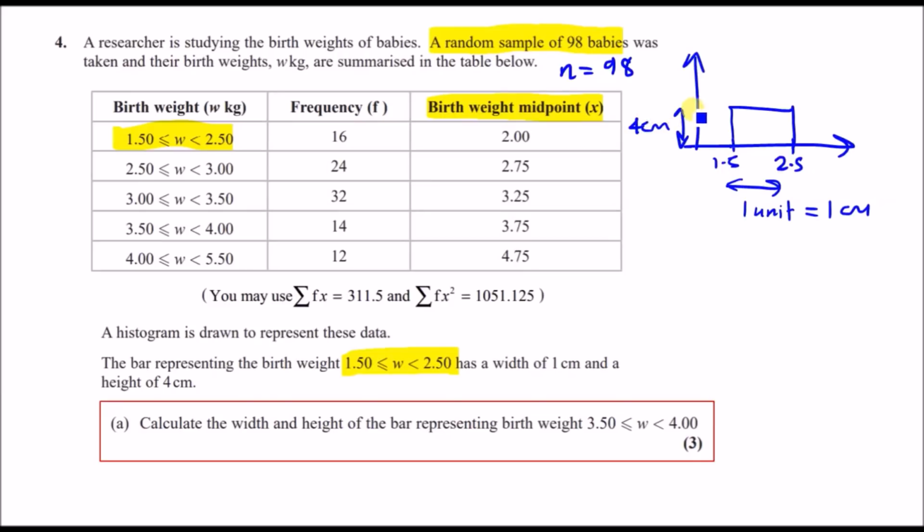So we need to firstly work out what the height of this histogram is. Well, when you've got a histogram, and this is an important note, guys, the area of the block is always the frequency. The width is the class width.